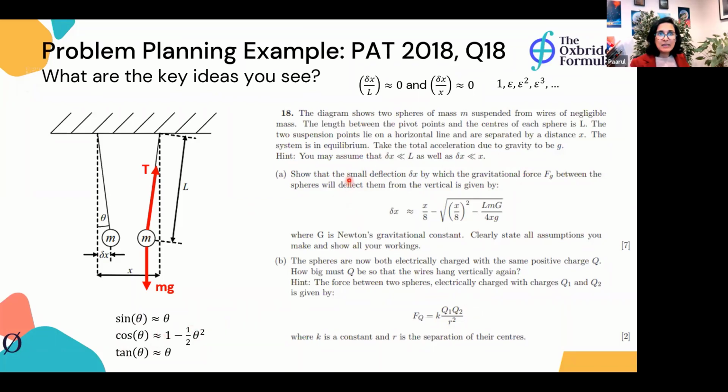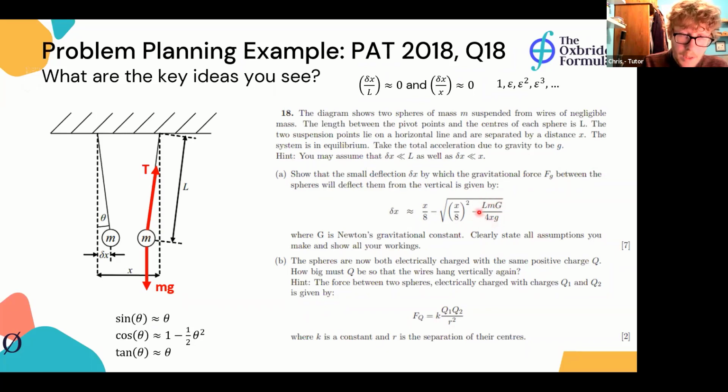Now, if we look at part A, Chris, if you could talk us through that. Okay, so if we just read part A, we're asked to show the small deflection delta x by which the gravitational force Fg between the spheres will deflect them from the vertical is given by delta x is approximately equal to x over 8 minus square root of (x over 8) all squared minus lmg over 4x.